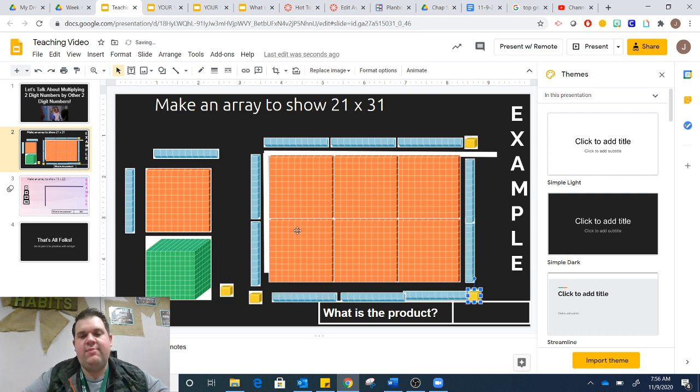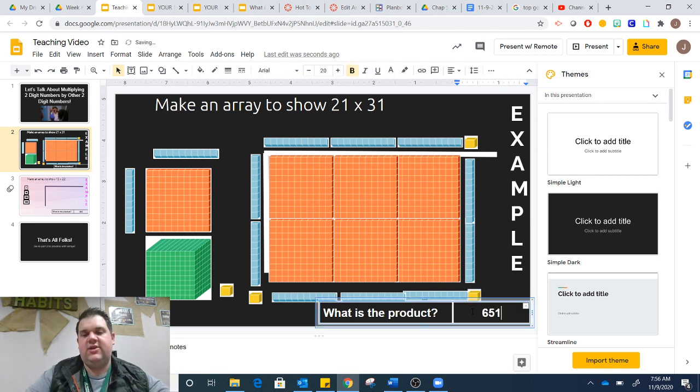So now, to find my product, I'm going to add all of the parts inside the array together. Remember, the outside was just to organize our thinking, so we don't add the outside to our answer. So here's 1, 2, 3, 4, 5, 6 hundreds, 10, 20, 30, 40, 50, 1. So my answer is 651. If you got that, awesome job. If not, go back to your array and see what mistake you might have made.